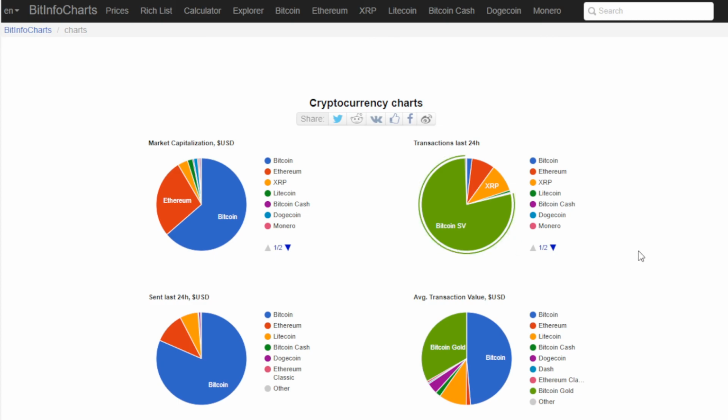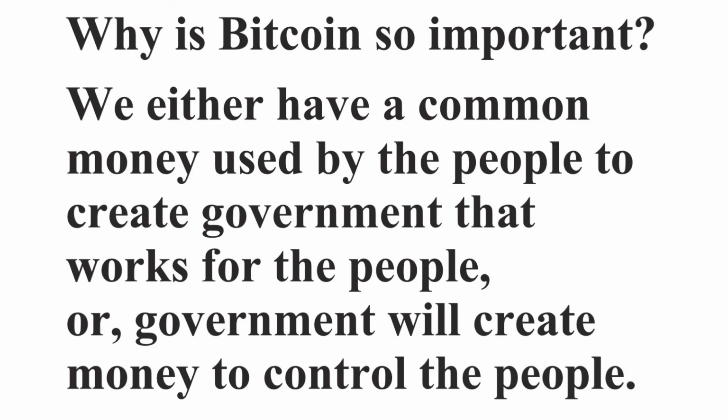The only reason the price is low is because the price is the last metric to move. Price is the end result of all the hard work, effort and investment that has gone in prior. Therefore, it is the least of all metrics that matter. What matters are the fundamental figures that I've just shown you right here. So, why is Bitcoin so important? Well, we either have a common money used by the people to create government that works for the people, or government will create money to control the people. These are the only scenarios available to us.